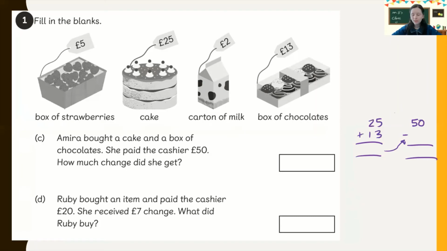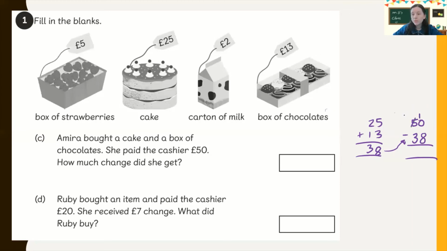Okay, have you had a go at that? So let's look at 25 add 13. 5 add 3 is 5, 6, 7, 8. 8. 2 add 1 is 3. So that costs £38. That's not the answer. We're not there yet. That's what she spent on the cake and the box of chocolates. She paid with a 50. So we need to take that 38 away. So 0 take away 8. Can we do it? No. So we need to borrow.